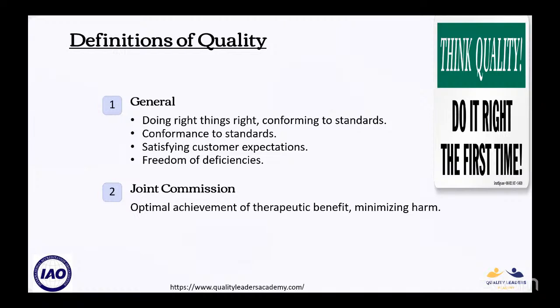Now, here's where healthcare gets specific. Now look at the Joint Commission definition of quality. It says optimal achievement of therapeutic benefit, minimizing harm. So this is beautiful. It's very simple. Healthcare quality means achieving the best possible outcome for the patient while preventing harm. In a way, this is both aspirational, we are going for optimal, not just good enough, and protective. We are actively working to prevent harm as well, right?